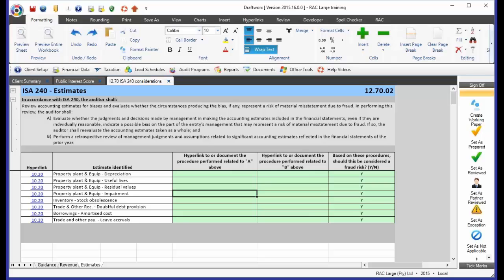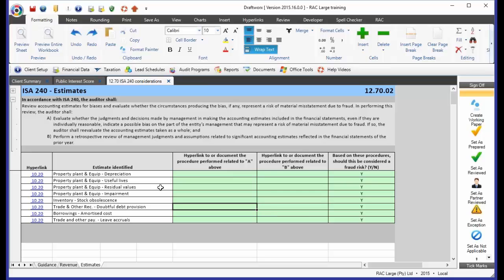So is there bias in their reasoning behind what estimates they make? Depreciation: if they use all of the depreciation rates, for instance, of SARS, does this indicate management's bias? Or if they write everything off over 1 year, or over 50 years, is there management bias in place over depreciation, useful lives, residual values? We've added here stock obsolescence, trade and other receivables, and the doubtful debt provision. These are just a few of the estimates that we raised in 10.20.